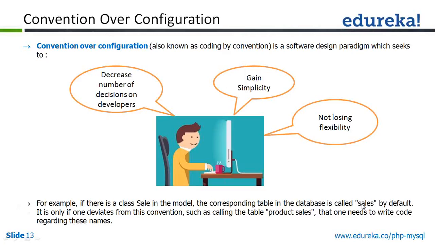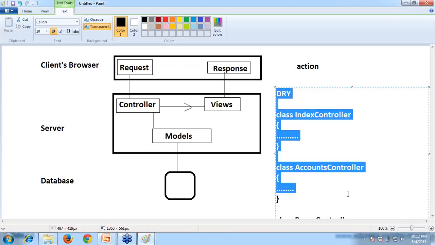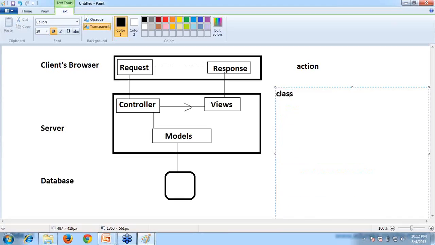Simple. So if I write a class called Student in the model, and the model is what works with the database, what is the meaning of that? The framework knows that the corresponding database table is students.